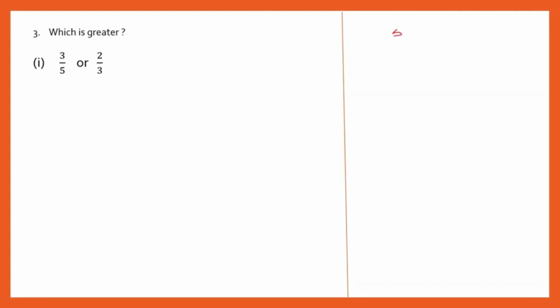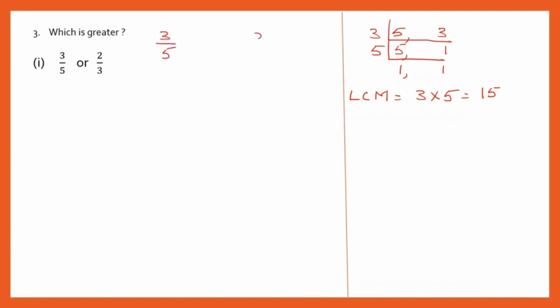So the denominators are 5 and 3. Let's find the LCM of 5 and 3. 3. I bring down 5, it's not divisible. 3 ones are 3. I continue with 5. 5 ones are 5. So my LCM will be 3 into 5, which is 15. Okay, so now let me write down these questions. 3 by 5 or 2 by 3, which is greater.